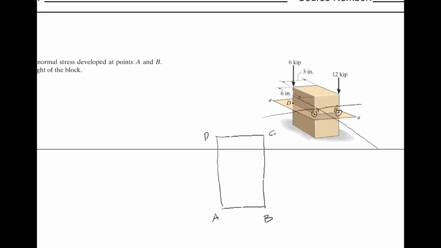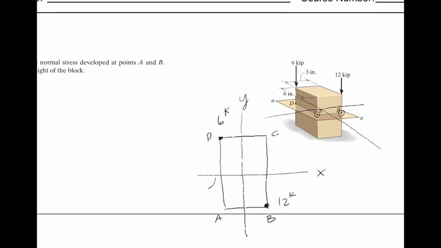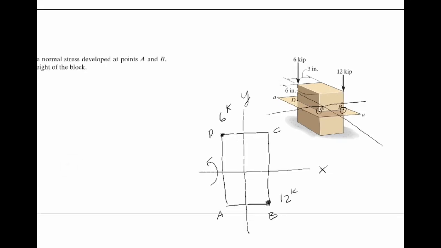It's saying that at this corner right here you've got a 12 kip load being applied into the page, and at this corner right here you have 6 kips of load being applied, again into the page. And so if we say that that's the x-axis and that's the y-axis, we know that we have a moment. The moment due to this load causes a rotation up there, and the moment created due to that load causes a moment there.